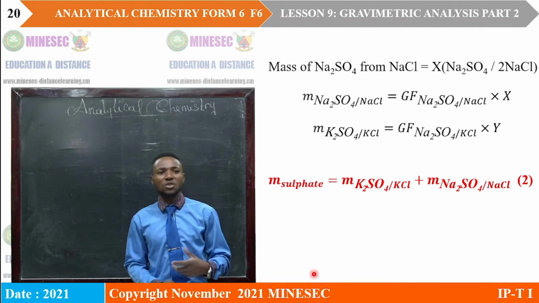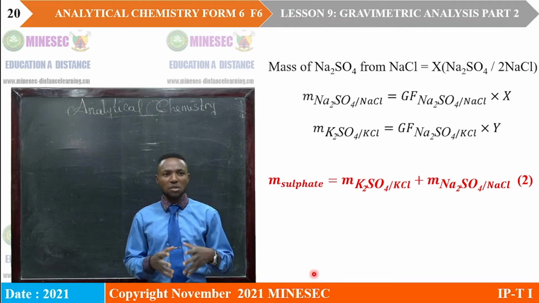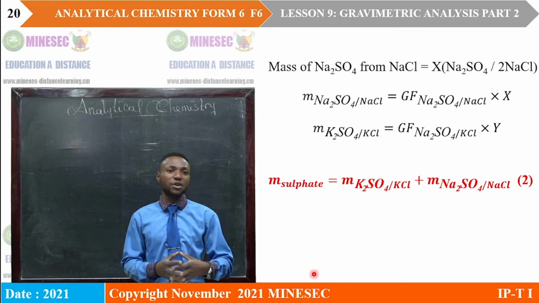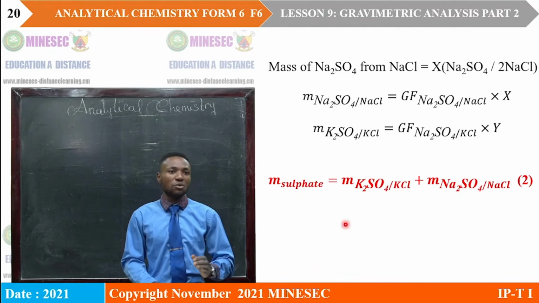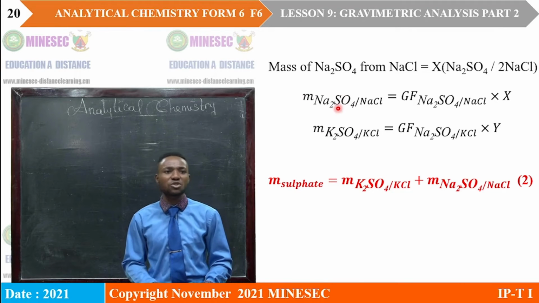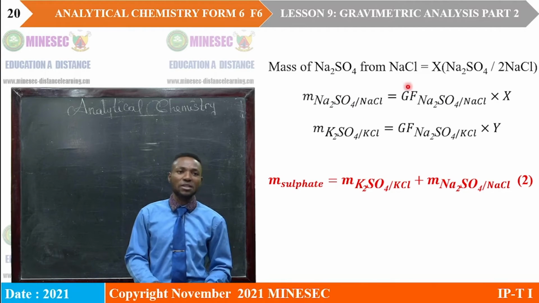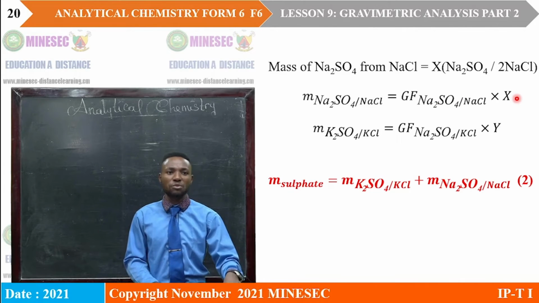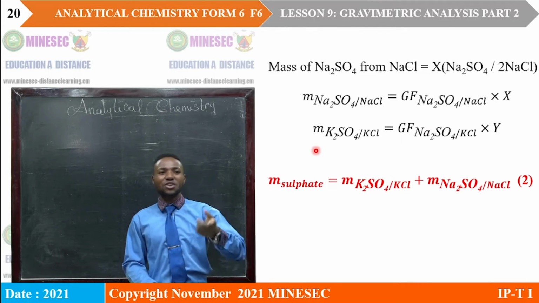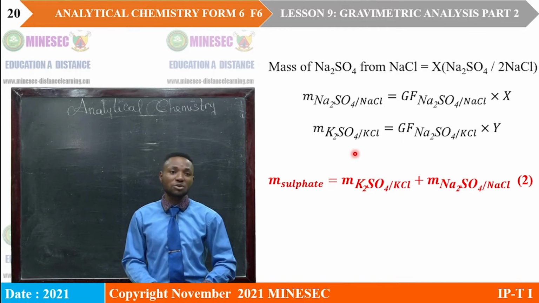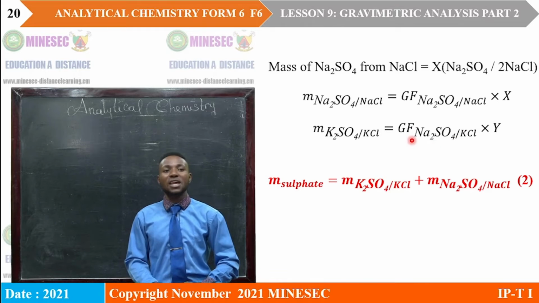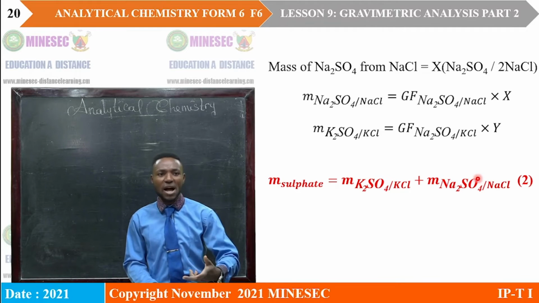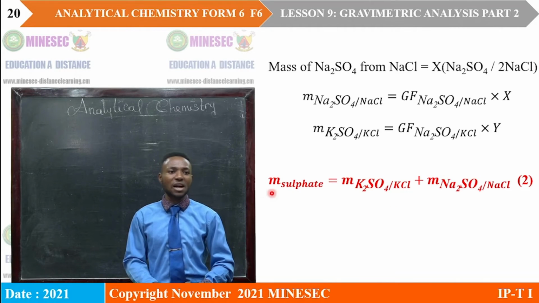From there, we are going to establish the mass of each substance from the mass of the precipitate obtained from each substance. We'll start with the first one. What is the mass of sodium sulfate obtained from sodium chloride? It is the gravimetric factor times X, the mass of the sodium chloride. And the mass of the second substance, potassium sulfate, is equal to the gravimetric factor of the sulfate times Y.